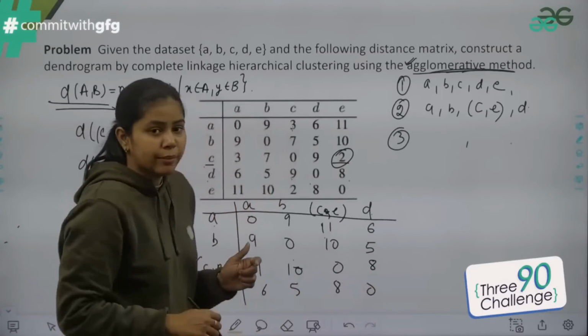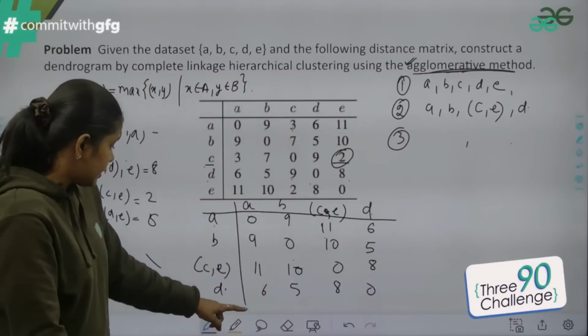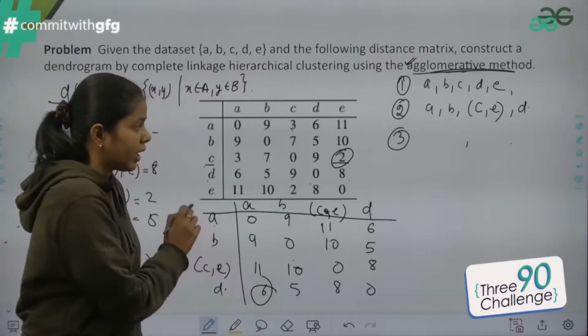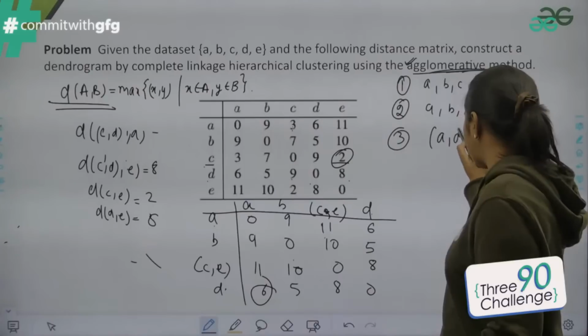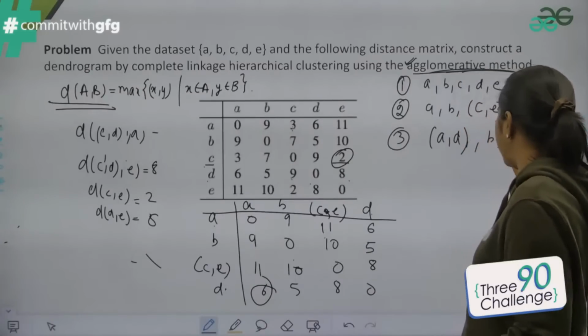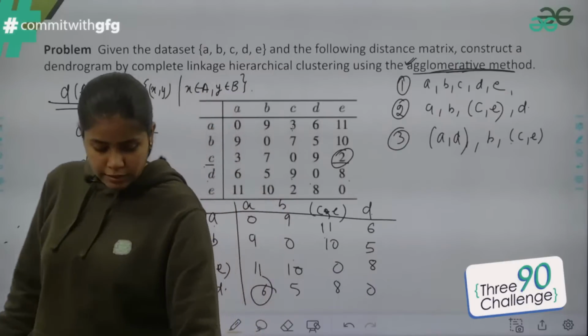Now you will see the minimum distance. Minimum distance in this we have is 6, right? 6 is the minimum distance. So A gets combined with D. So here I can see that I get three clusters, A comma D, B and CE. Right? This is my third step in which I got three clusters.